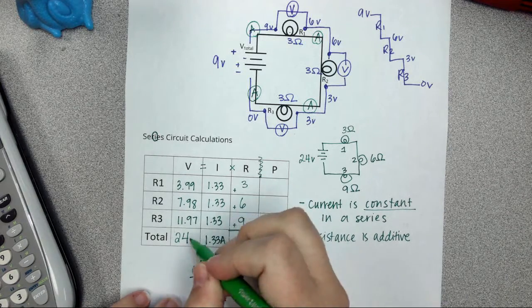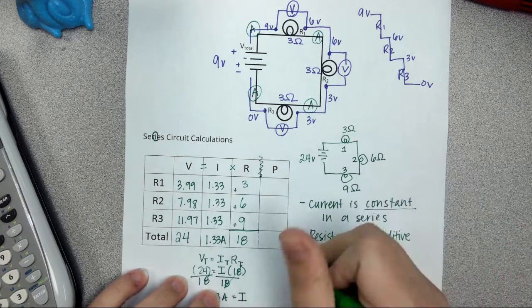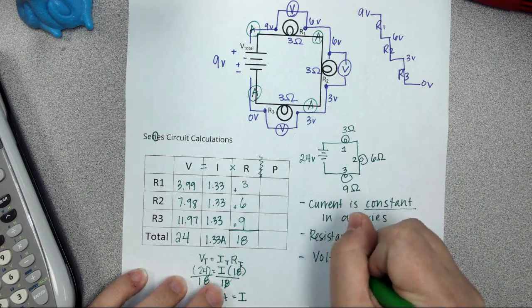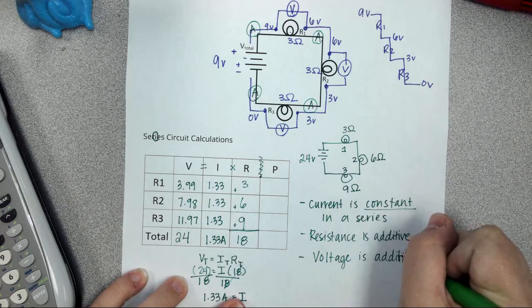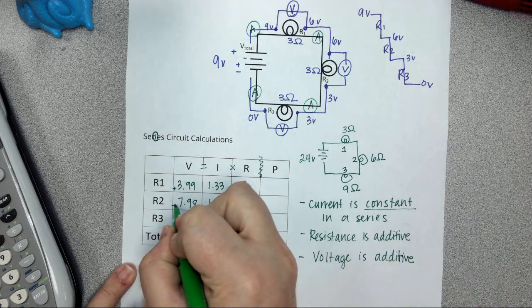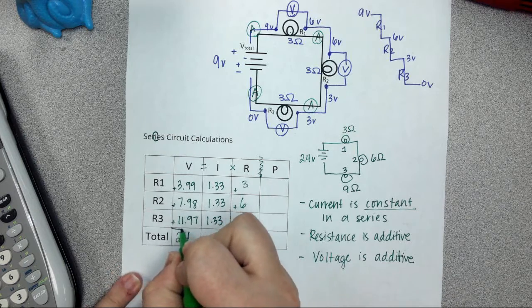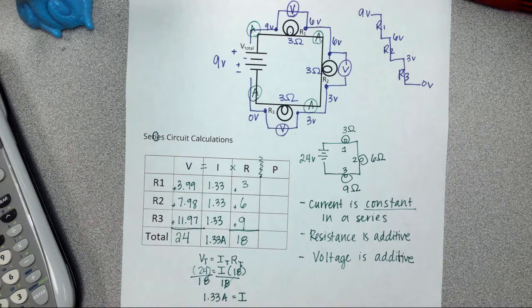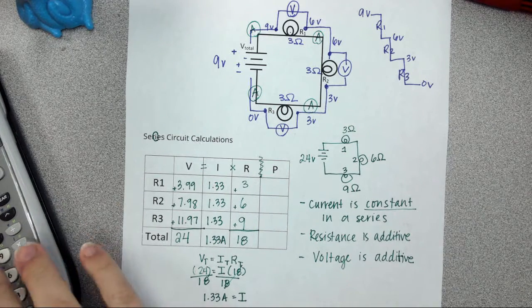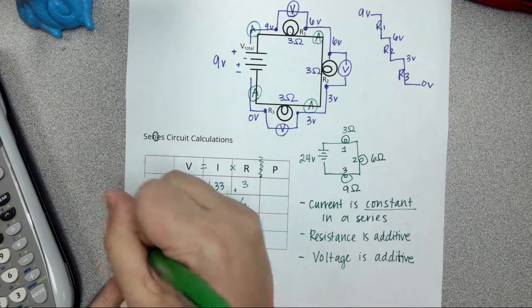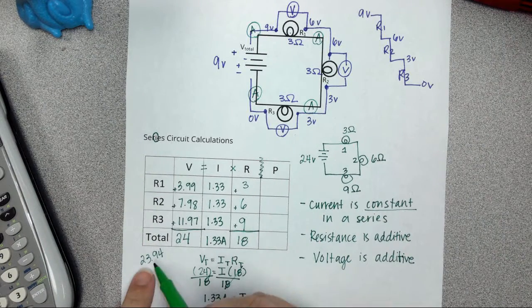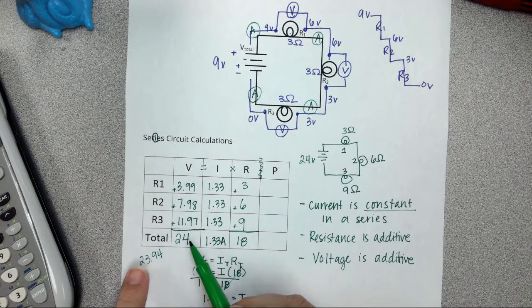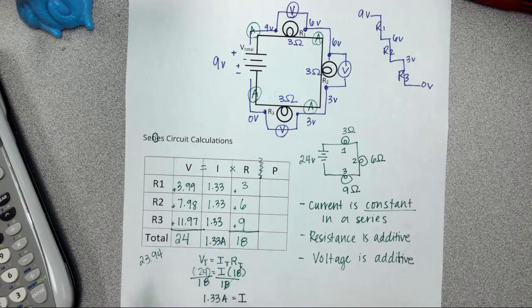Okay, so a way that we can check ourselves, because those numbers do look kind of funny, is we also know that in a series circuit, voltage is additive. That means we can take the voltage at resistor 1 plus the voltage at resistor 2 plus the voltage at resistor 3, and it should equal the total voltage. So if I plug in 3.99 plus 7.98 plus 11.97, I get 23.94, which is very close to 24, so we're okay. You're in trouble if instead of getting 24 you get 48 or you get 3, but we're close enough here.